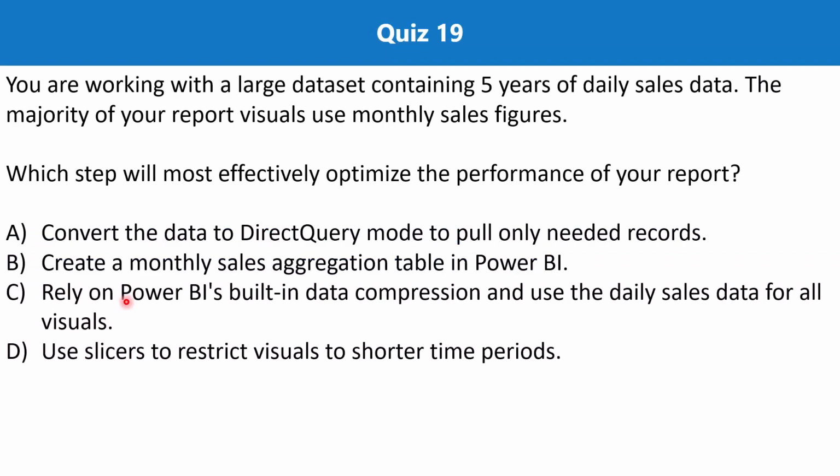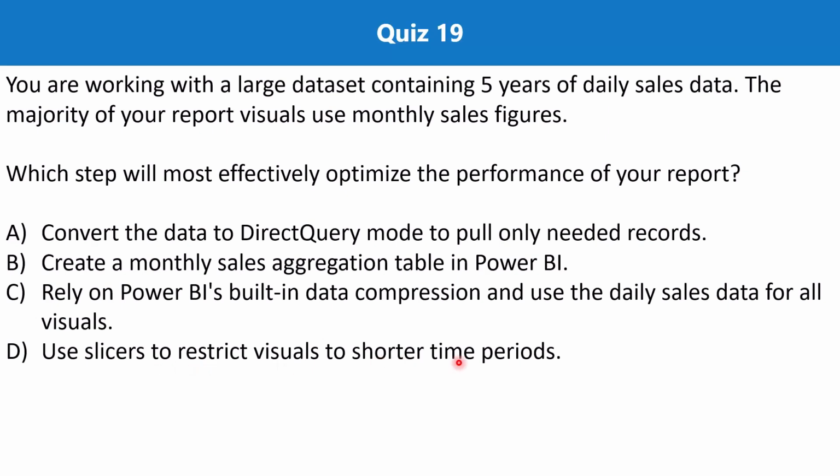Question 19. You are working with a large dataset containing 5 years of daily sales data. The majority of your report visuals use monthly sales figures. Which step will most effectively optimize the performance of your report? And the options are: convert the data to direct query mode to pull only needed records, create a monthly sales aggregation table in Power BI, rely on Power BI's built-in data compression and use the daily sales data for all the visuals, use slicers to restrict visuals to shorter time periods.